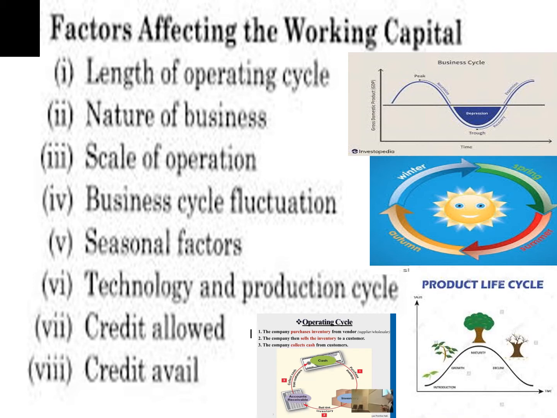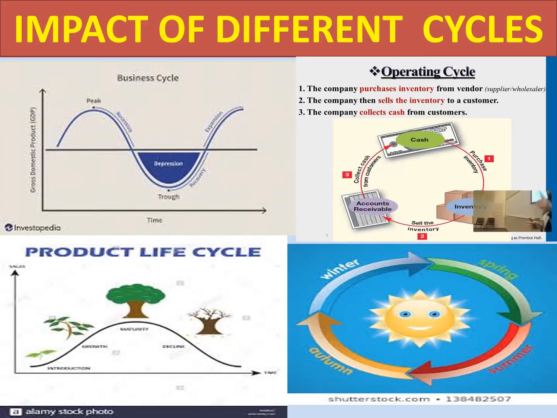Then, seasonal factors, what I have taken in the form of seasons, will take all these cycles separately also. Then is technology and the production cycle, and credit allowed and credit availed. You cannot think only to go on giving credit without getting credit. So there should be a balance in between the two. So they both can be merged together also. We'll go for amplification on the working cycles because they are more prone for one. And the impact of different cycles we are seeing over here.